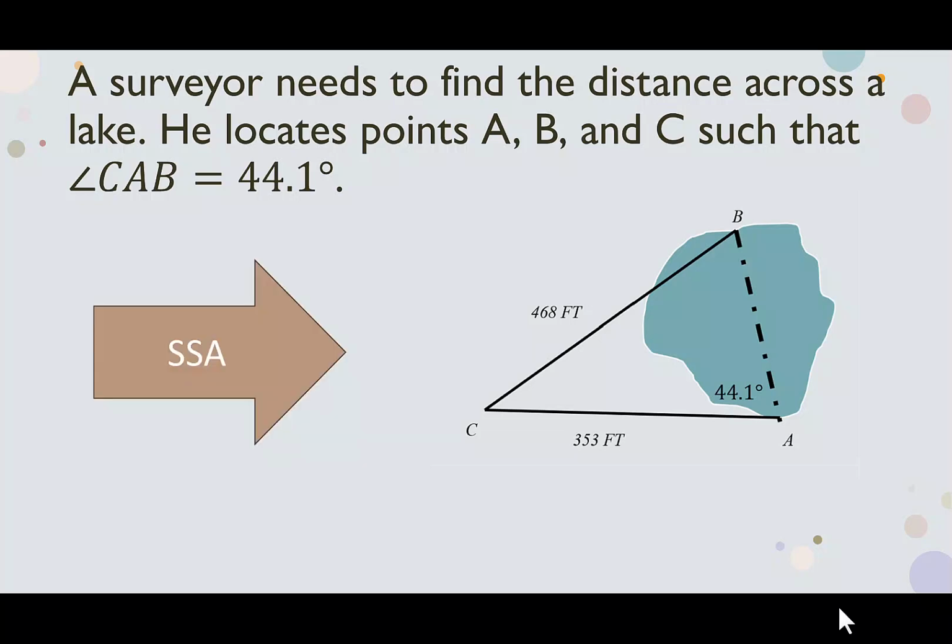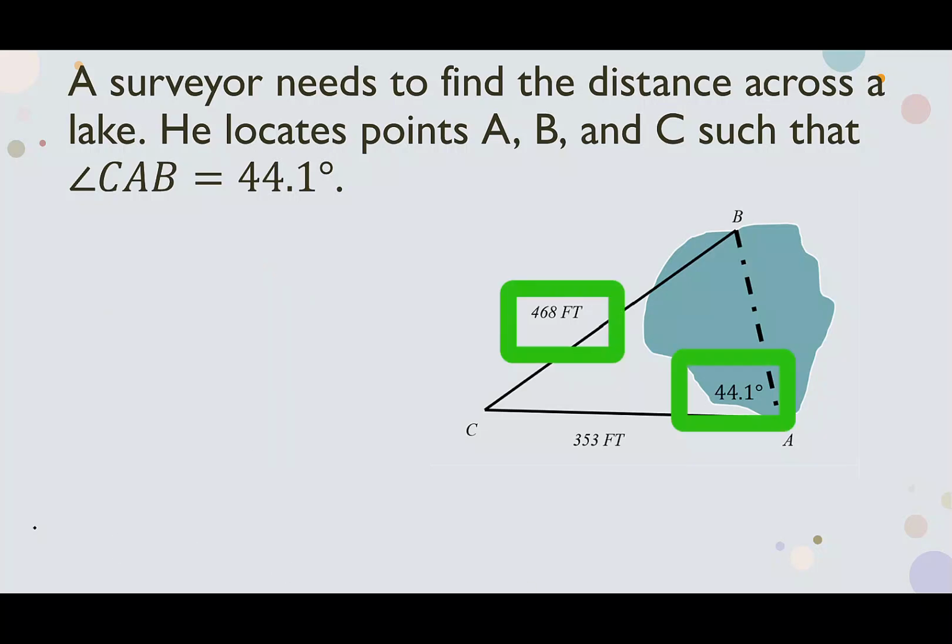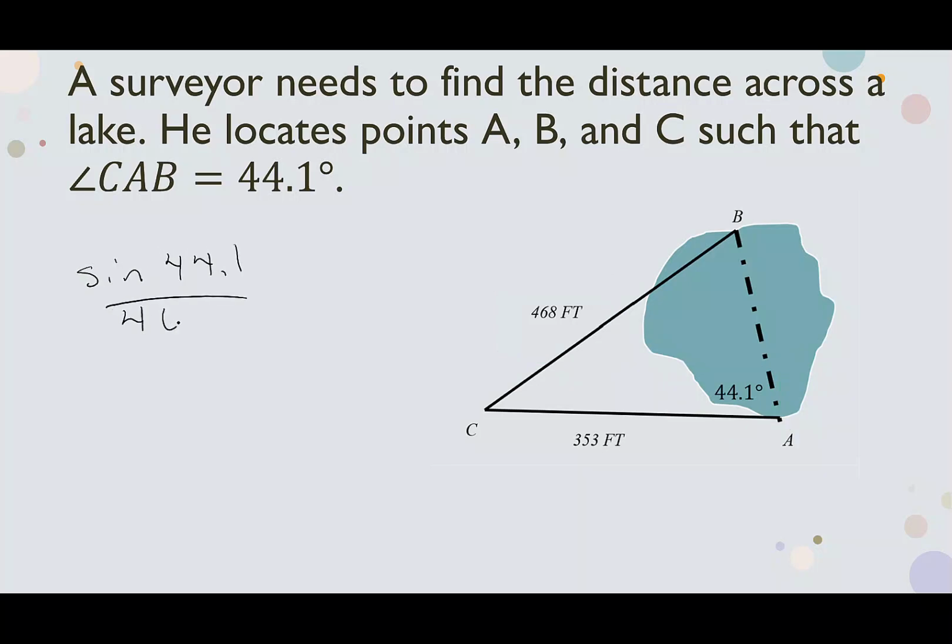We need to find the distance from A to B. We have side-side-angle. It's important to remember anytime we have side-side-angle, this is an ambiguous case and we have to figure out if we have one triangle, two triangles, or no triangles that fit our values. Because I know angle A and the distance across angle A, I'm going to start by writing the sine of 44.1 over 468 is equal to, the only other value I know is the distance across from angle B. That says I first need to solve for angle B, so I find sine of B over 353.